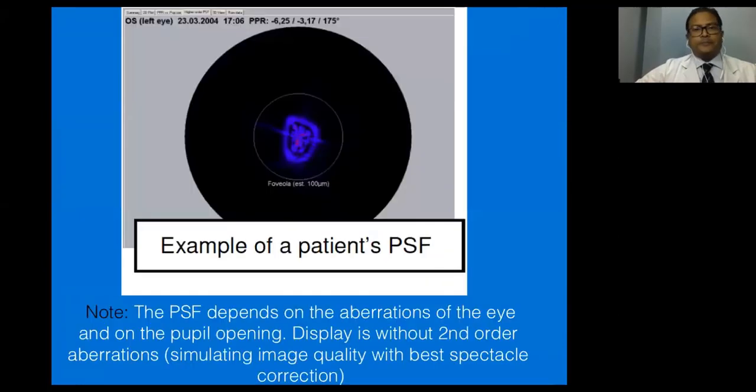So this is a kind of aberrated eye where spherical aberration plays a lesser role. Okay, so Foveola test we have already discussed. It depends on the total aberrations of the eye. The display is without the second order aberrations. So the image quality is simulated with the best spectacle correction, and it also shows how a point source of light would appear to the observer.